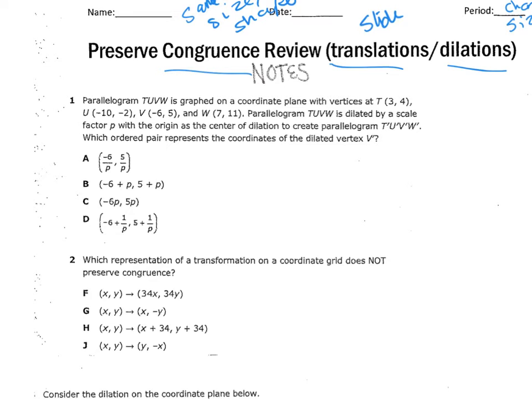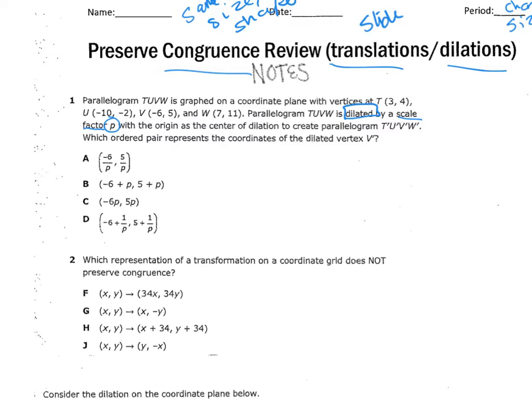So number one, parallelogram TUVW is graphed on a coordinate plane with the vertices at T (3, 4), U (-10, -2), V, and W. Parallelogram TUVW is dilated. So that automatically tells us it's going to be getting larger or smaller by some scale factor. And it says by a scale factor of P, with the origin as the center of dilation to create parallelogram T prime, U prime, V prime, W prime. Which ordered pair represents the coordinates of the dilated vertex V prime?